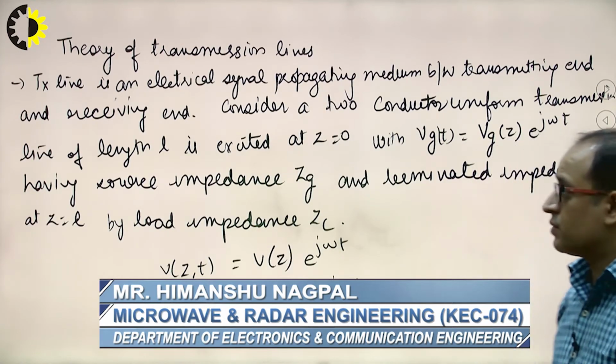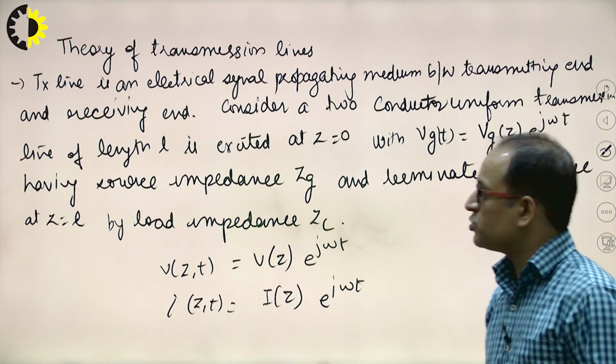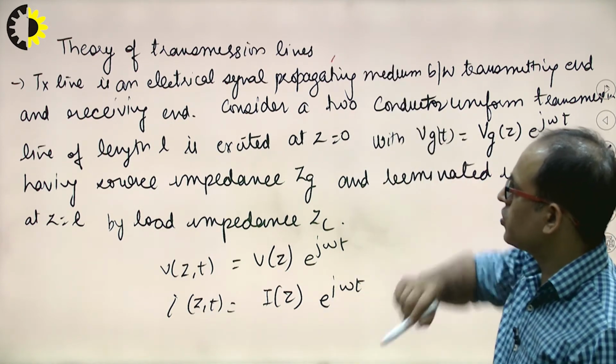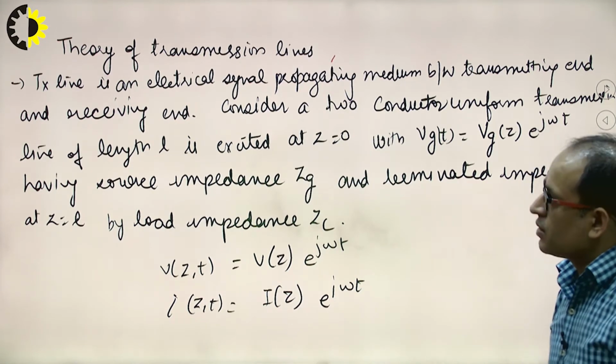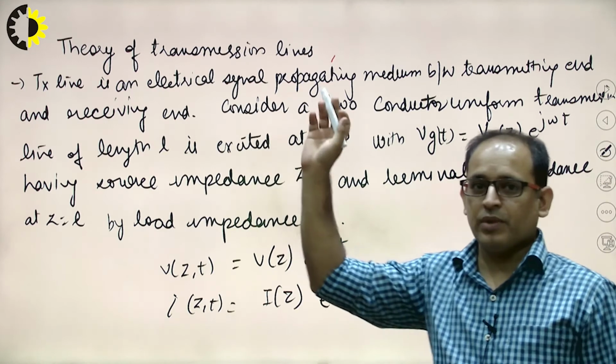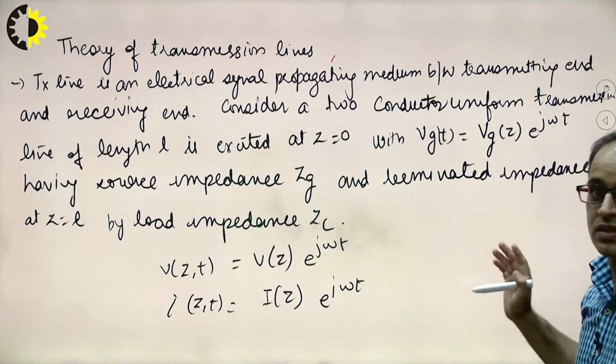Now first we will continue with the transmission line. In the last lecture we had started the theory of transmission line. Now transmission line is an electrical signal propagating medium between the transmitting end and the receiving end.